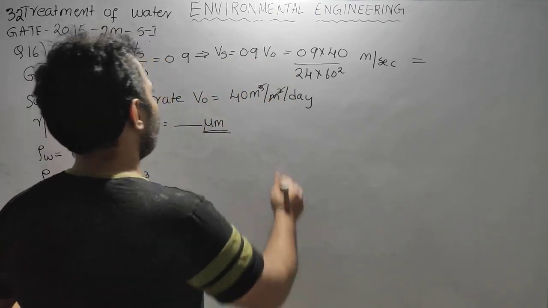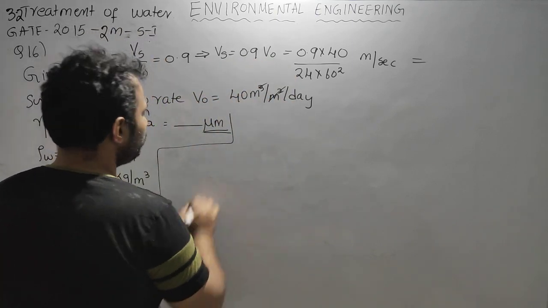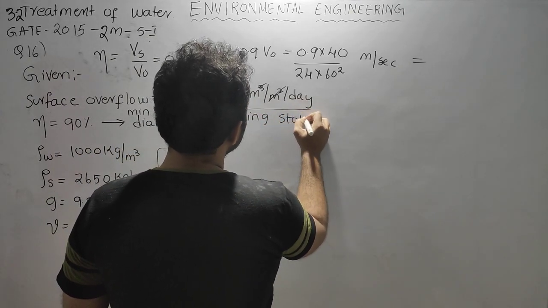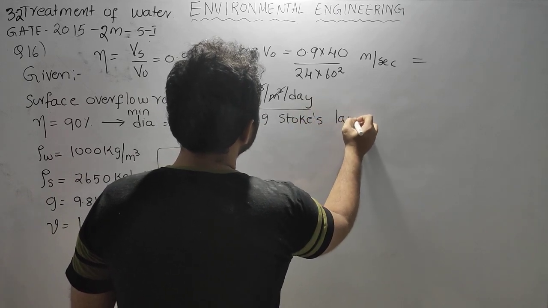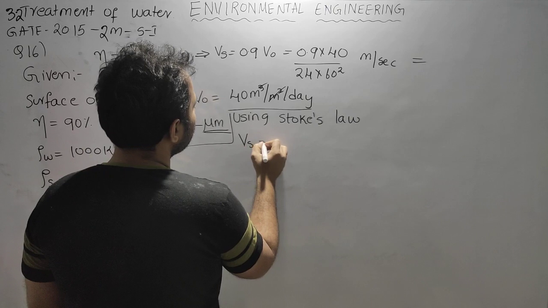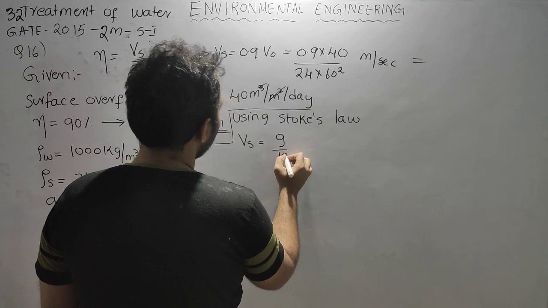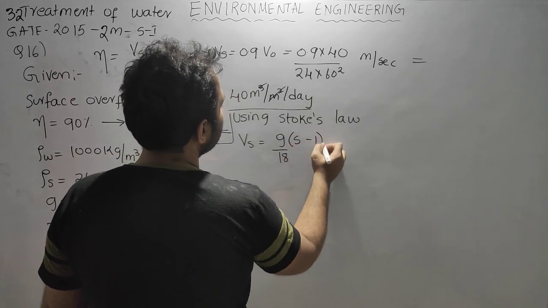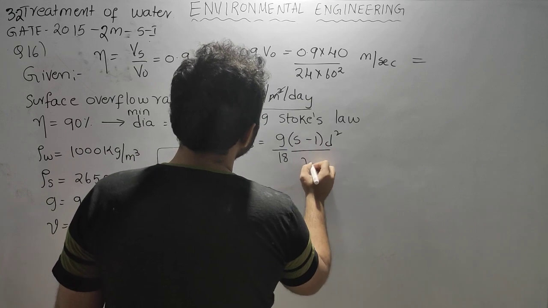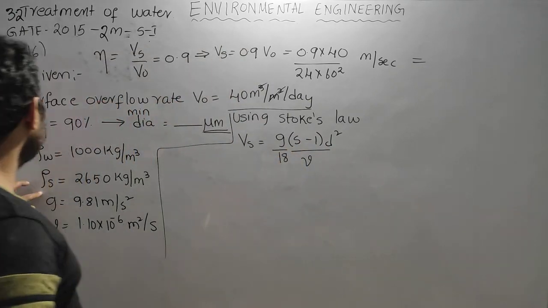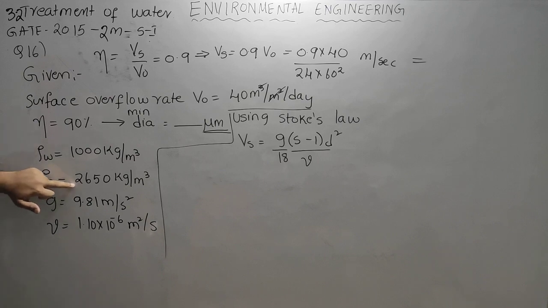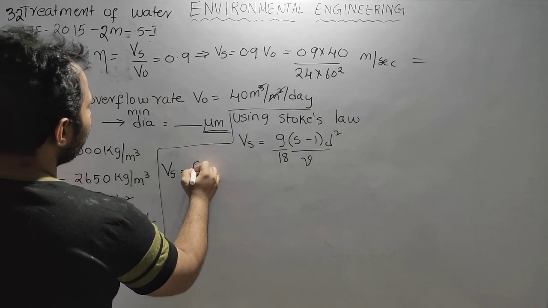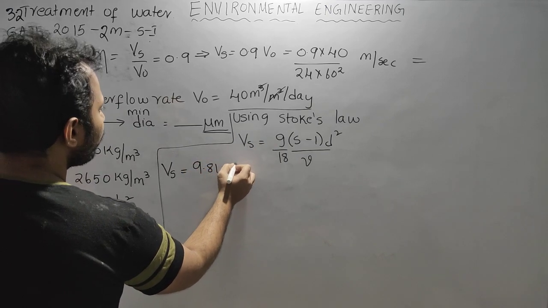So from the Stokes law point of view, using Stokes law, Vs is equal to G by 18 into, here it was given kinematic viscosity, so (S minus 1) d square by nu. See, S is nothing but rho S by rho W, again it will become 2.65 only. G, what is G? 9.81 meter per second square.